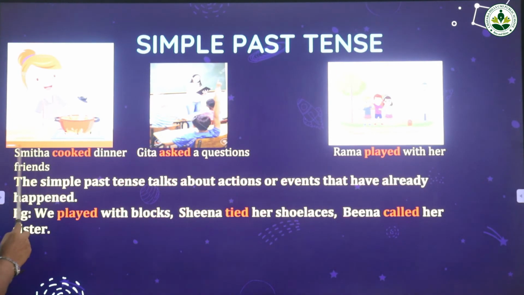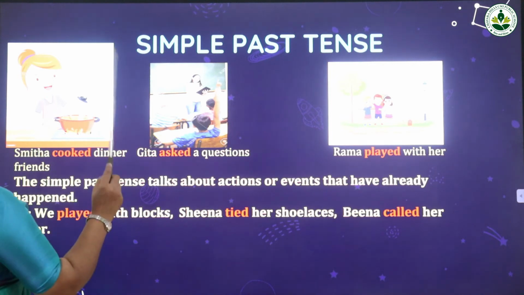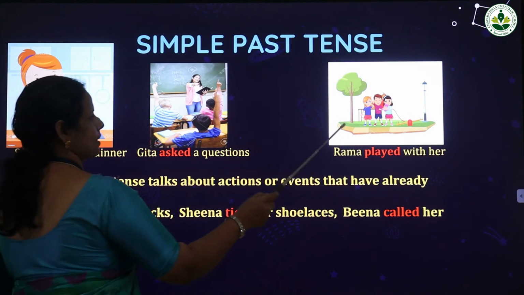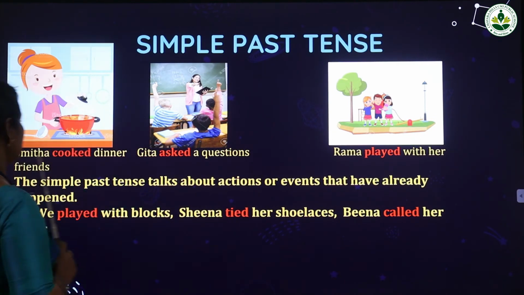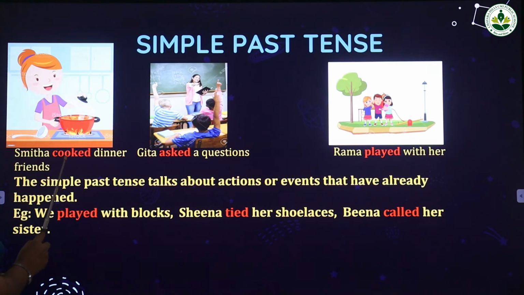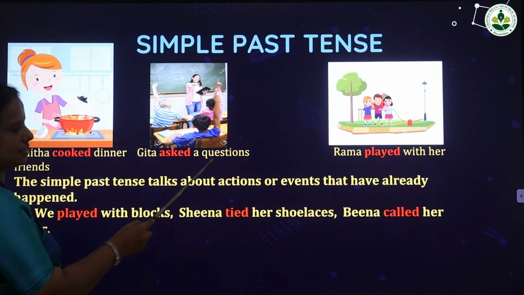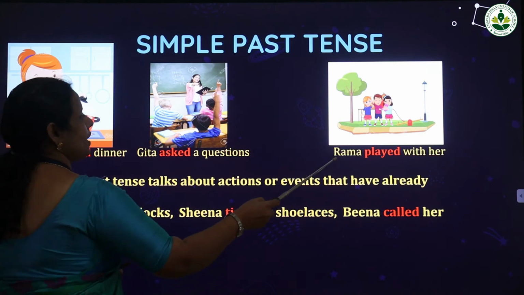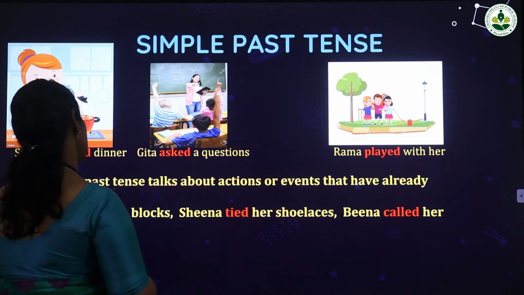Here you look at the pictures. In this picture a lady is cooking dinner, a teacher is asking questions, and children are playing. The sentence is: Smita cooked dinner. See the word given in red colored letters, cooked. Then the second one, Geeta asked questions. Then Rema played with her friends.